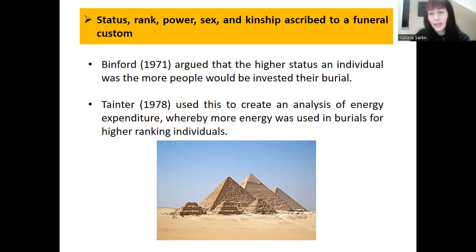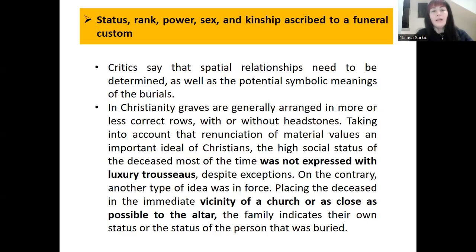But of course, we have to be very careful, because critics say that spatial relationship needs to be also determined, as well as the potential symbolic meaning of the burial. As we already mentioned, in the case of Christianity, you're not supposed to have any extra burial goods. There are of course some exceptions, but you should not have anything luxurious with you. So in this case, all the graves would be the same. They would be arranged in the same way, in rows, with or without some kind of headstone. When you look at it, you wouldn't see a lot of difference. But the more important the person is, the closer the grave would be to a church, or ideally as close as possible to the altar.